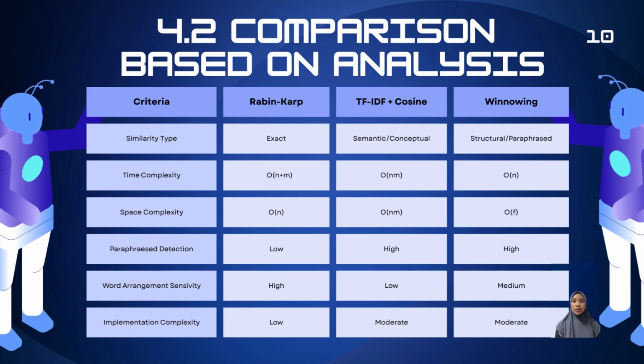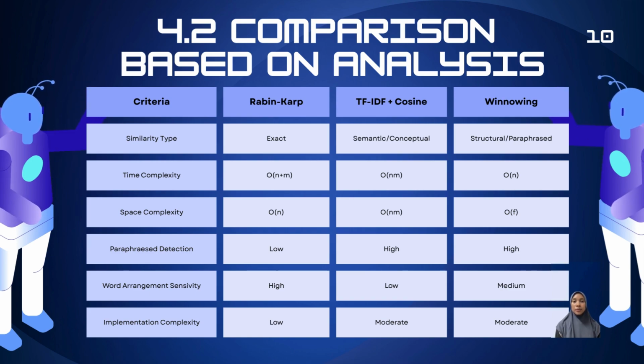When evaluating paraphrasing detection, Rabin-Karp performed poorly due to its sensitivity to exact sequences. TF-IDF with cosine similarity and winnowing both show high effectiveness, although TF-IDF with cosine similarity better handles conceptual paraphrasing, and winnowing handles structural variation.